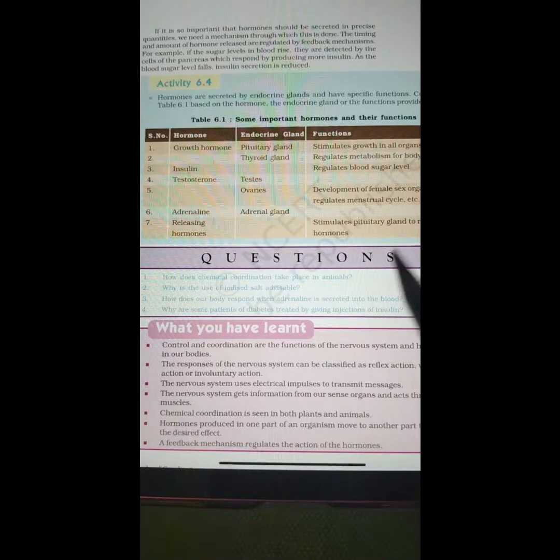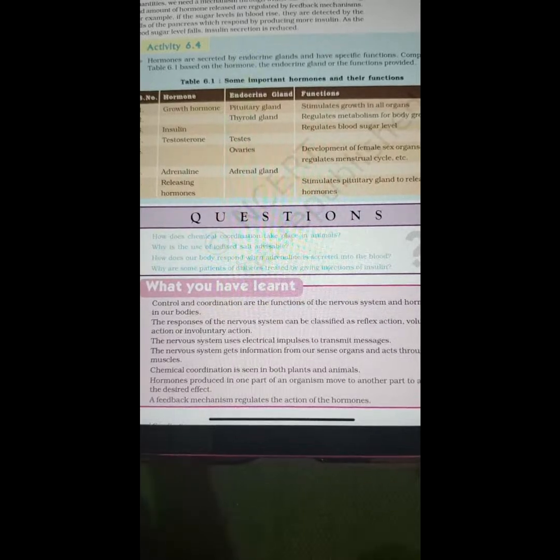Chemical coordination is seen in both plants and animals. Hormones produced in one part of an organism move to another part to achieve the desired effect. A feedback mechanism regulates the action of the hormones.